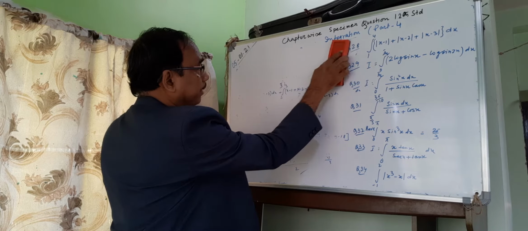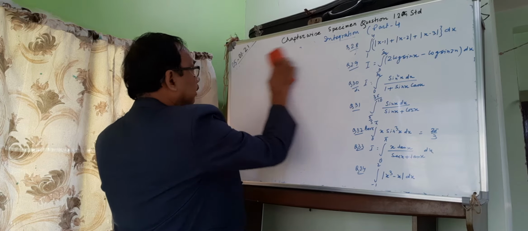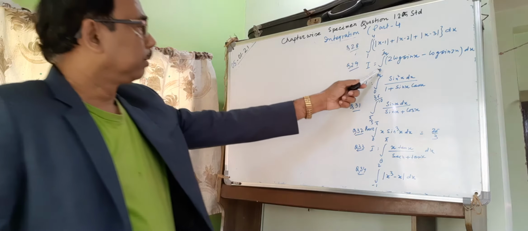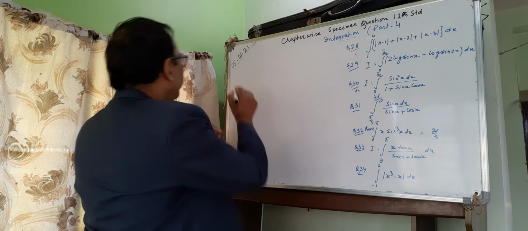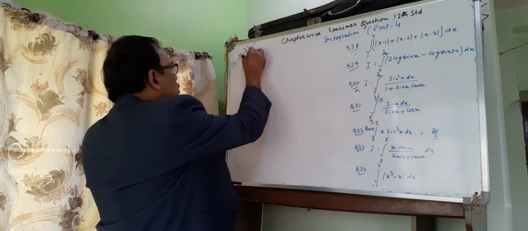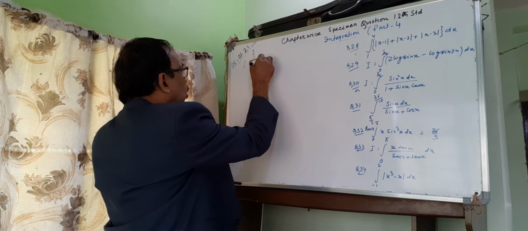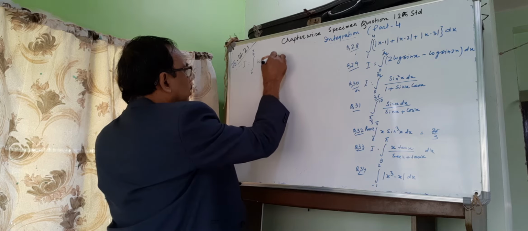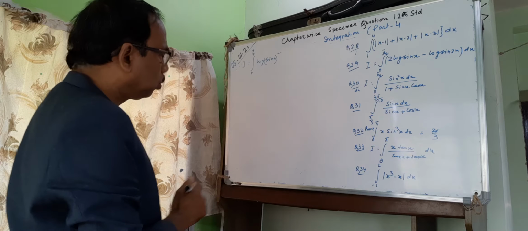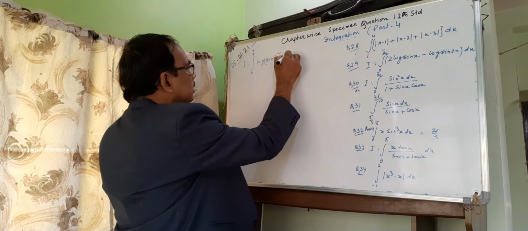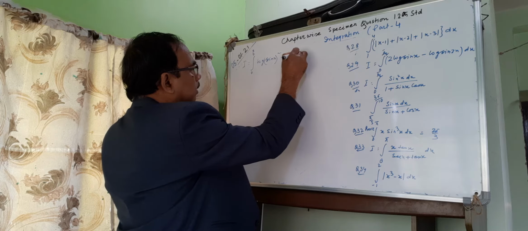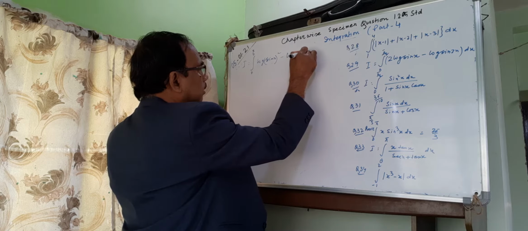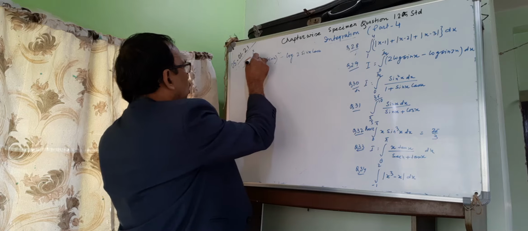Next, sum number 27. Here 0 to pi by 2, 2 sine x. We can write I equals 0 to pi by 2 log of sine x whole square, minus log of sine 2x, which means 2 sine x cos x, all over dx.